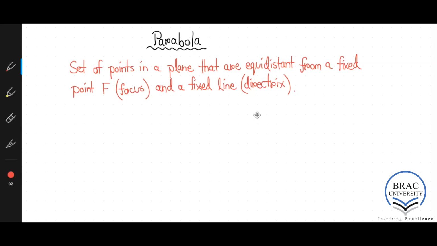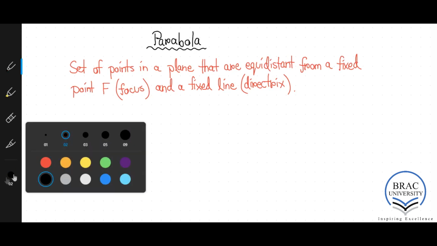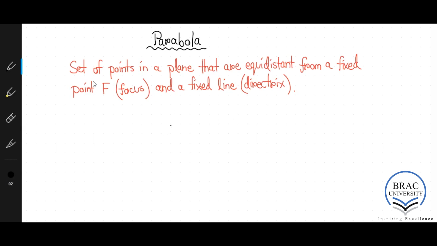In this video, we're going to be looking at parabolas. Now, parabolas are defined as a set of points in a plane that are equidistant from a fixed point F, which is called the focus, and a fixed line called the directrix.